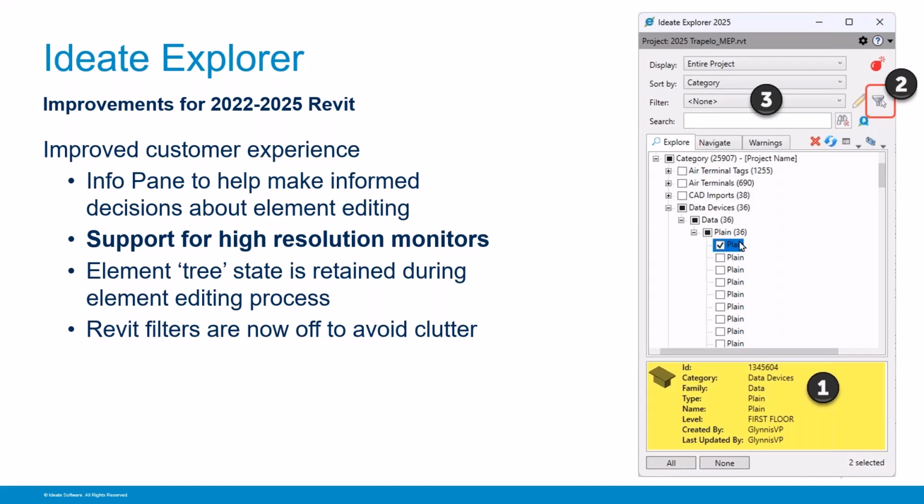And the element tree that you're using within Ideate Explorer is retained when you're doing modifications or manipulations. Before, if you actually edited the selection, then it would collapse, but now that remains open. And then I'm going to talk about the other things, the info pane and the Revit filters, here in just a second.